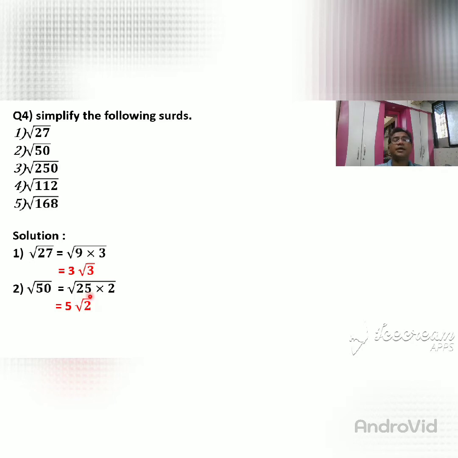So 25 into 2. 25 into 2, what do you get? 50. So the square root of 25 is 5. So 5 root 2. Okay. So your answer is 5 root 2. Any doubts here? Then another problem.